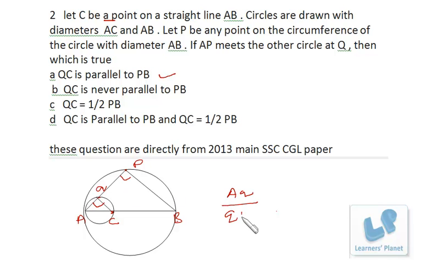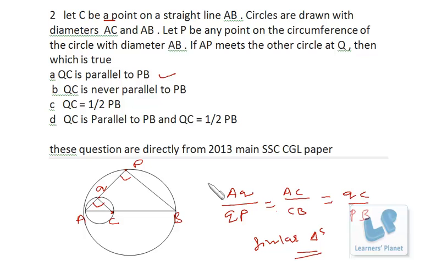AQ by QP will be equal to AC by CB will be equal to QC by PB, right? That is the concept of the similar triangles, right? If QC is parallel to PB, then AQ by QP is equal to AC by CB is equal to QC by PB, okay? So this is the concept of similar triangles. Okay, so we are sure that QC is parallel to PB, but we cannot say that QC is half of PB, right? I hope you are clear.